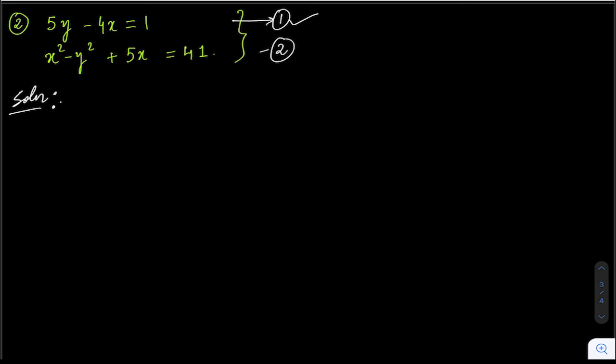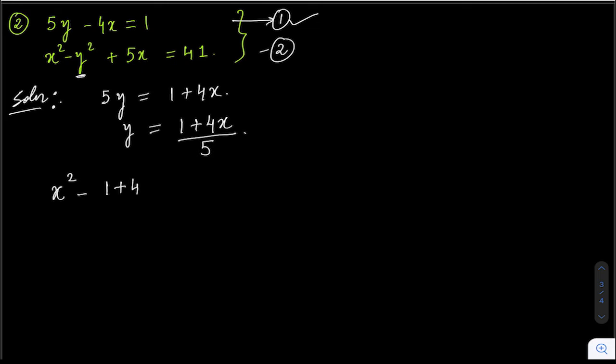Okay, so let's find the value of y. 5y equals 1 plus 4x. It implies my y value will be (1 plus 4x) divided by 5. So now once I have the y value, I will substitute in the second one. So the second equation is x square minus y square. Now instead of y, I will substitute (1 plus 4x) over 5. So this is y now. Plus 5x. There is no y here, so I will keep it as it is.